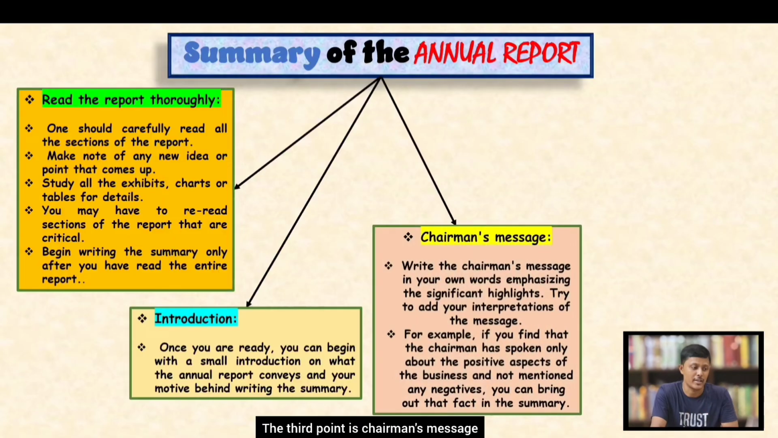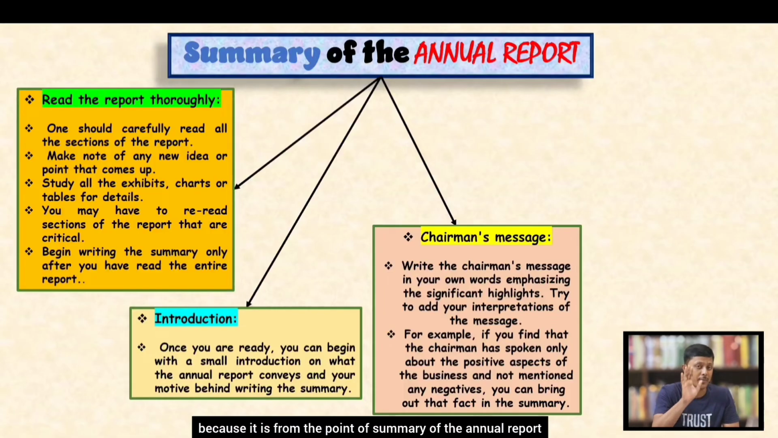The third point is chairman's message. So chairman's message you have already understood, but this time it is different because it is from the point of view of a summary of the annual report. Write the chairman's message in your own words, emphasizing the significant highlights.